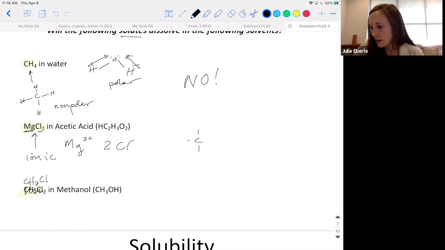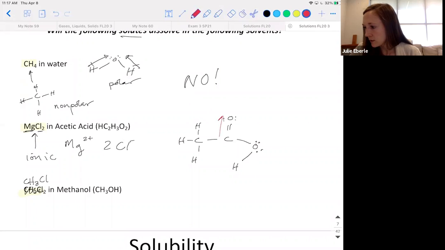And acetic acid, here's what acetic acid looks like. You've got 2 carbons, another carbon, the oxygen branched off, and then an oxygen here. I'm actually going to draw this bent because the geometry of it would be bent. You've got these lone pairs here. So you've got dipoles all over this, one pointing towards the oxygen, one pointing there, another pointing there. So this is definitely polar. Acetic acid is a polar solvent. So will MgCl2 dissolve in something that's a polar solvent? Yes. Good job.